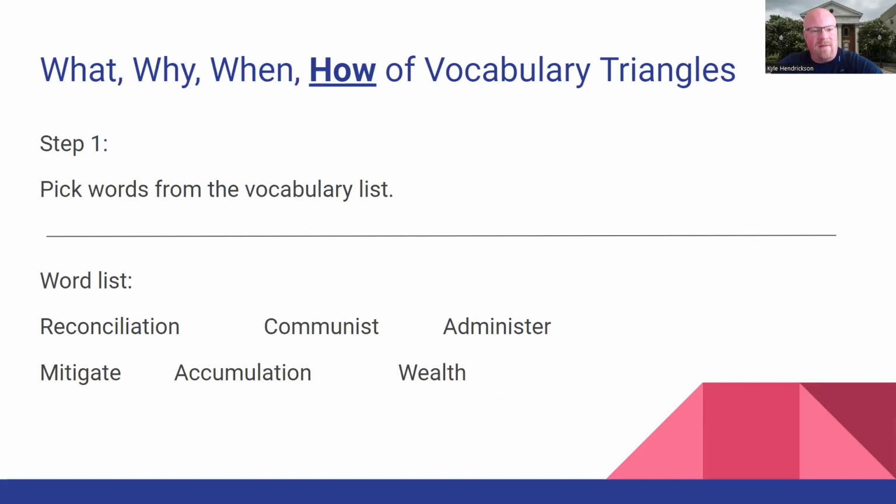So step one, look at your vocabulary list. We have reconciliation, communist, administer, mitigate, accumulation, and wealth. And then you will pick 3 words. For the purposes of the exercise, I chose communist, mitigate, and accumulation.